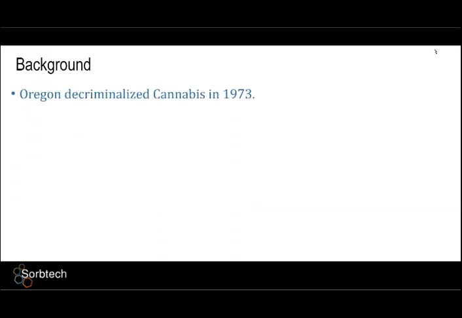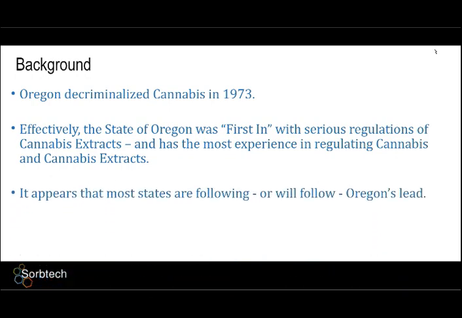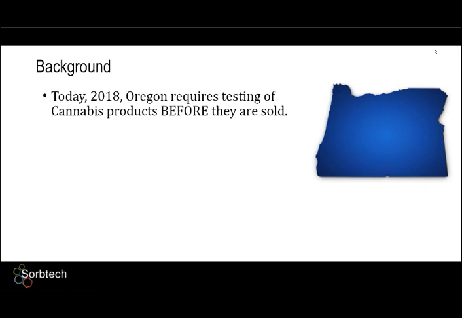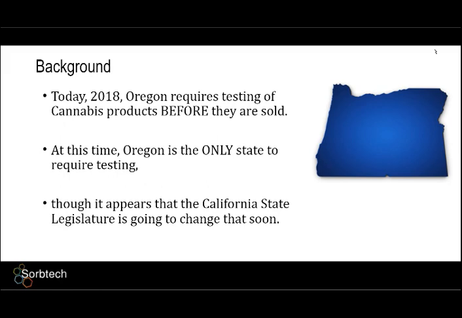Oregon decriminalized cannabis in '73, and effectively they were the first in with serious regulations of cannabis extract. They have the most experience in regulating cannabis and cannabis extracts. And the bureaucratic maxim is do what the other guy did. So most states are following or will follow Oregon's lead. Today, in 2018, Oregon requires testing of cannabis products before they are sold. At this time, they are the only state to require testing, though it appears that there is legislation in the California state legislature that is going to change that soon.